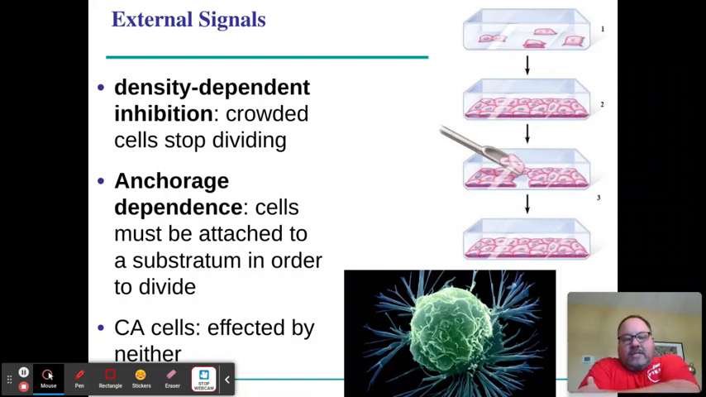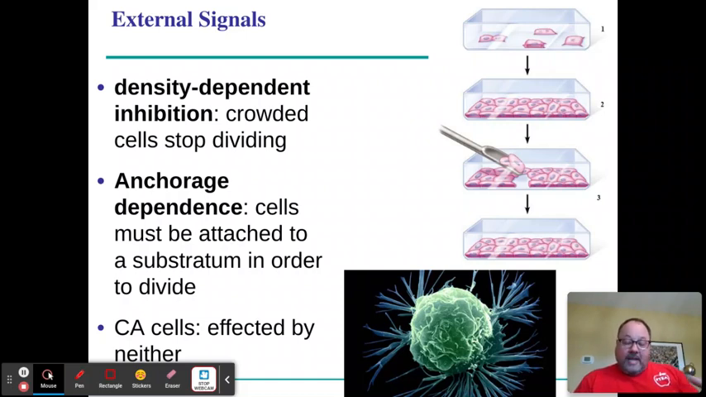Another form of external signal is anchorage dependence. A substrate is like a material or a medium on which something attaches. So a subfloor is what you put flooring on top of, right? Or your dermis is what your epidermis rests on. Your epidermis is the skin that you see on the outside. It attaches to the dermis beneath the outer layer of your skin. So cells have to attach to some sort of substrate before they'll divide. That's the idea of anchorage dependence.